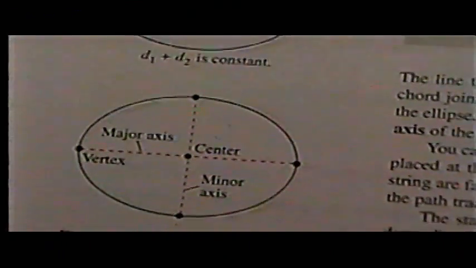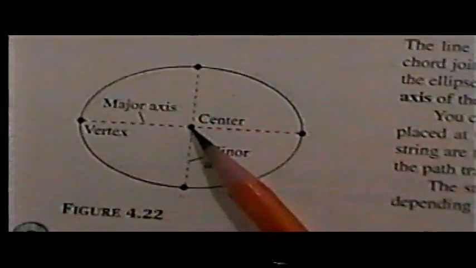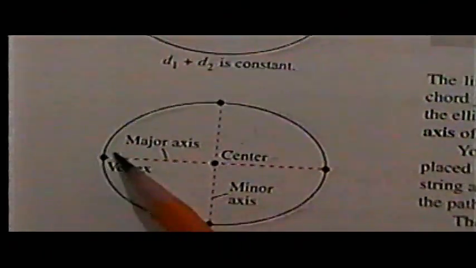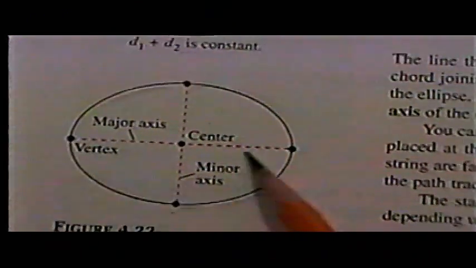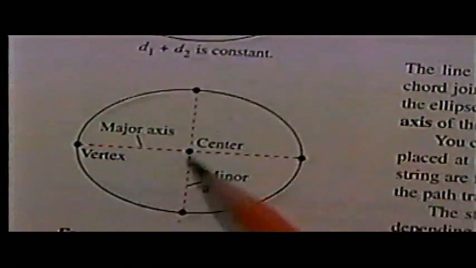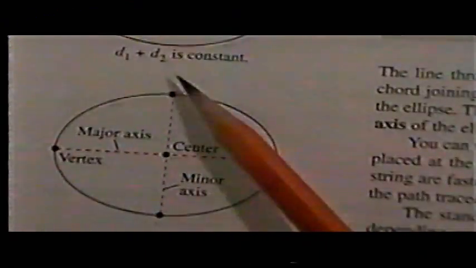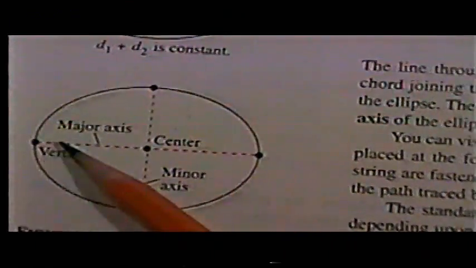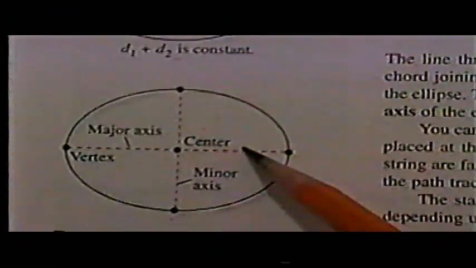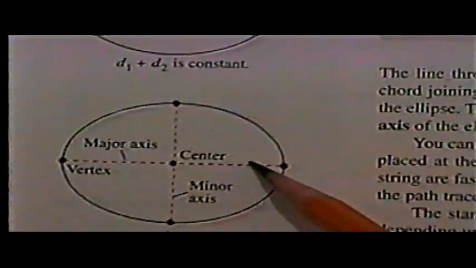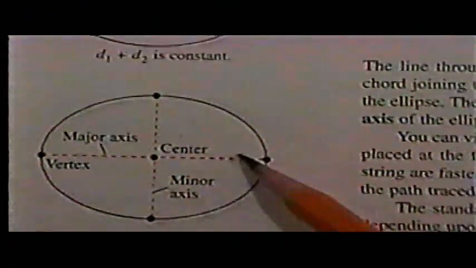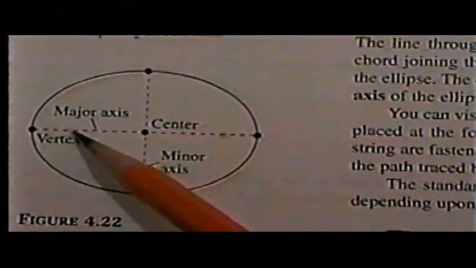Now here we show the center of the ellipse. In the examples that we'll be looking at, the center of the ellipse will be at the origin. You have the major axis, which is the longest axis, and the minor axis, which is the shorter axis. And then you have the vertices. You have four different vertices for the ellipse. Now on the major axis we have what we call the foci. One focus would be about here, and the other focus would be about there.